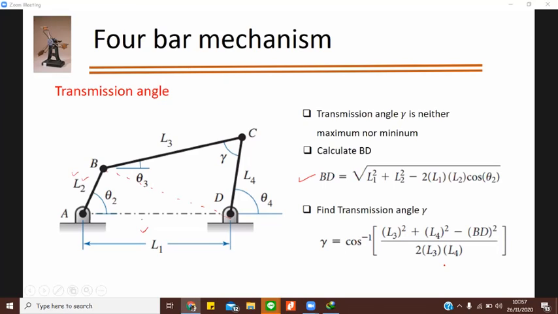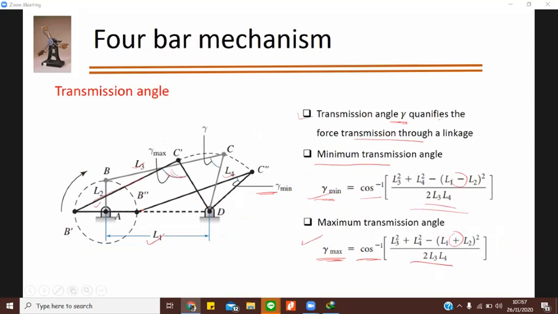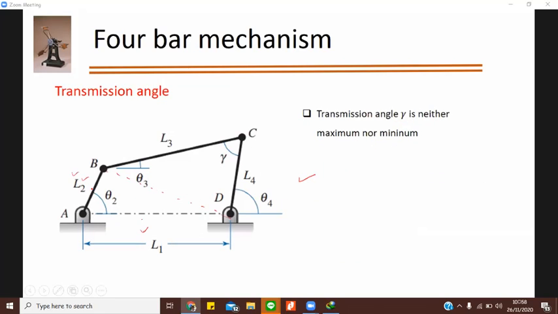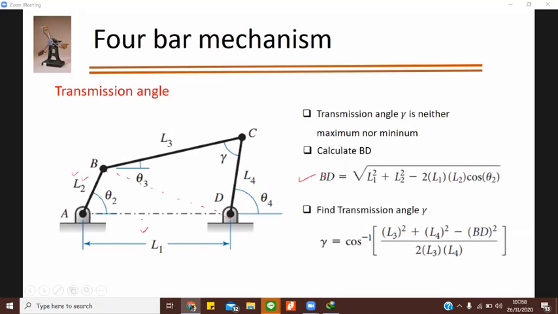So BD is what we were using before as well. So BD was this and this before. For minimum it was B double dash D, and for maximum it was B dash D. So that's nothing but L1 minus L2. But in this case, it cannot be L1 minus L2. So that's why we have to use this BD. Like that, you can find any transmission angle gamma intermediate between the maximum and minimum of gamma.